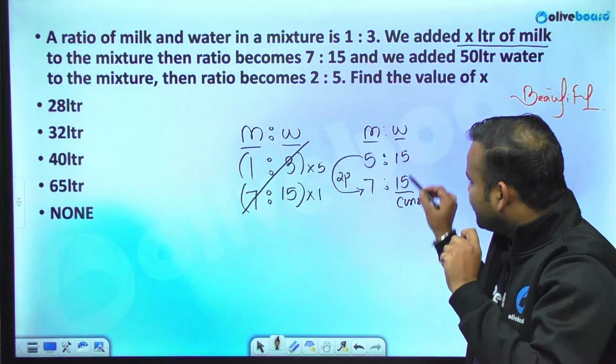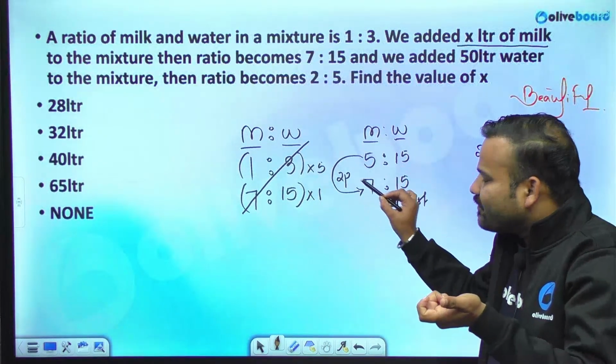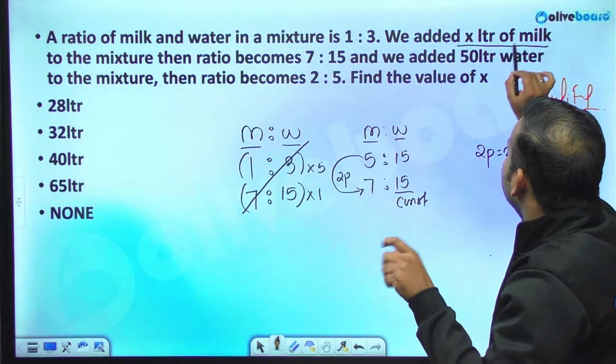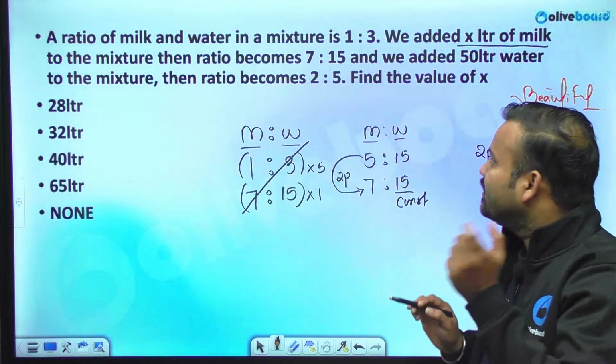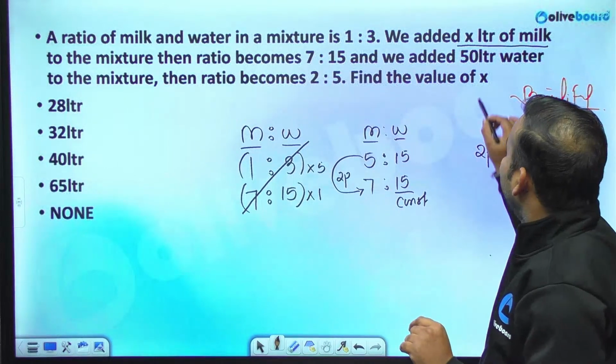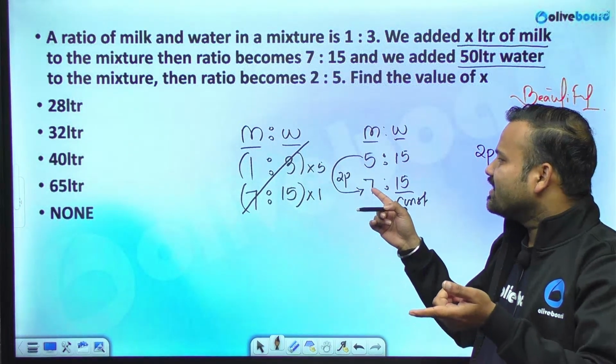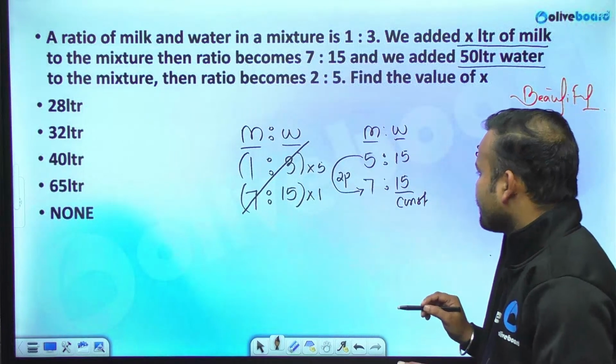The moment I made this water wala part constant, it was seen that the amount of milk added was 2 point, which according to the question is x liter. So x will be 2 units. Now again what I am doing, adding 50 liter of water. In the previous case I was adding what? Milk. Now I am adding water.